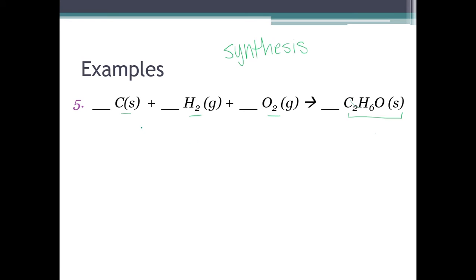So once again, we'll go ahead and balance. We have carbon, hydrogen, oxygen, carbon, hydrogen, oxygen. Here we have 1 and 2 and 2. Here we have 2 and 6 and 1. So looks like nothing is balanced here to start with. Remember, if you have these 3 together, you want to do carbon and then hydrogen and then oxygen.